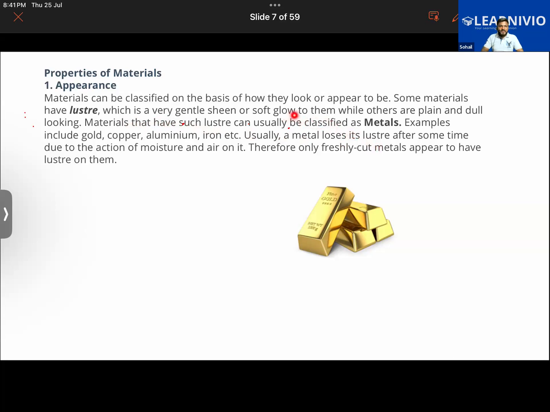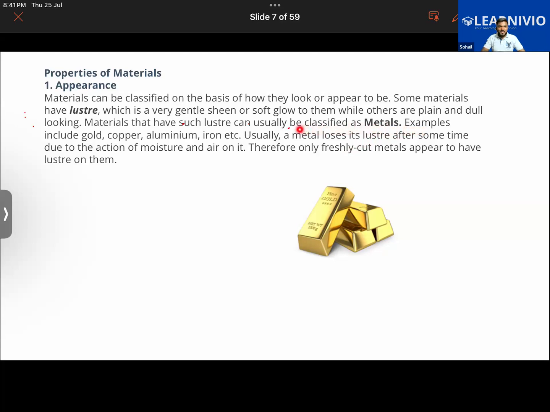Materials like clay are not shiny, exactly. Clay or rock, etc. are not shiny objects. Diamond is one of the most lustrous objects which we have. So some materials have luster, they would be glowing, while others would be plain and would have a dull appearance.